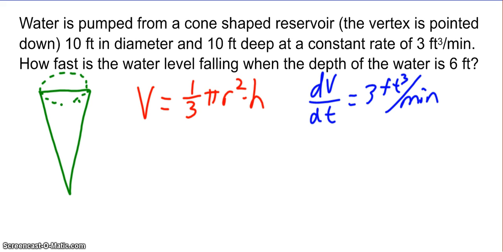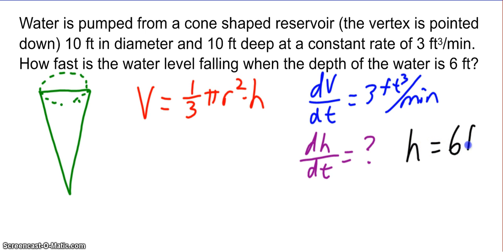What am I trying to find? I'm trying to find dH/dt. I know h is 6 when I'm trying to find dH/dt. Now the trick to this problem is, notice I have a V, I have an r, and I have an h. Sometimes that's going to be okay, but we don't know dr/dt. So what we want to recognize is there are two variables that we do not know the rate of change of. So we need to substitute in for one of those variables.